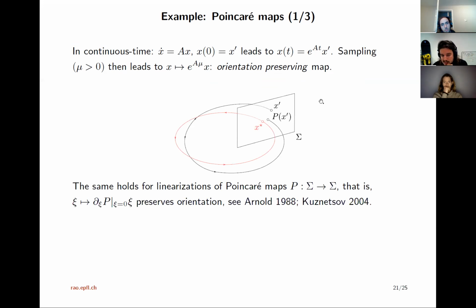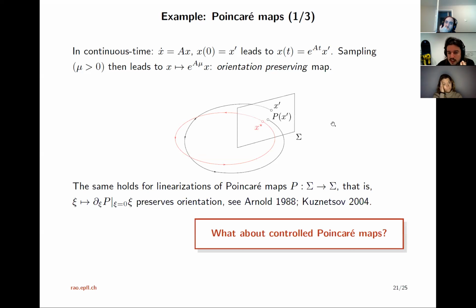So this could be a wildly nonlinear system where you, for example, want to stabilize this red orbit. And then what people do is they look locally around this X star, and this then will be also a linear discrete map, how to stabilize this point. And in fact, again, this thing is also orientation preserving. Now it would be interesting to see what happens in the controlled case.